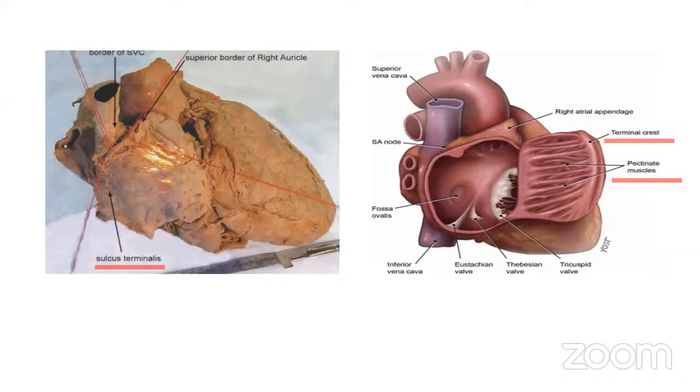The fossa ovalis, just briefly talking about it: during the fetal development, the foramen ovale allows the blood to pass from the right to left atrium, bypassing the non-functional fetal lung. A flap of tissue called the septum primum acts as the valve over the foramen ovale during that time. After birth, the introduction of air into the lung causes the pressure in the pulmonary circulation system to drop. This change in pressure pushes the septum primum against the atrial septum, closing the foramen and leaving this depression.